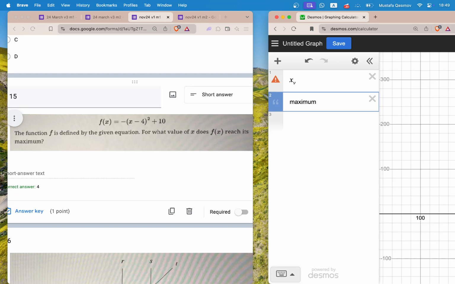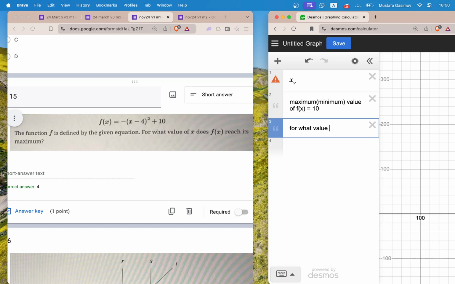Yeah, if it asks like this, maximum or minimum value of f of x, then it will be 10. But if you have something like this, for what value of x, it means that you have to find x. Okay. For what value of x does f of x reach this maximum or minimum, you have to take x vertex. Okay.